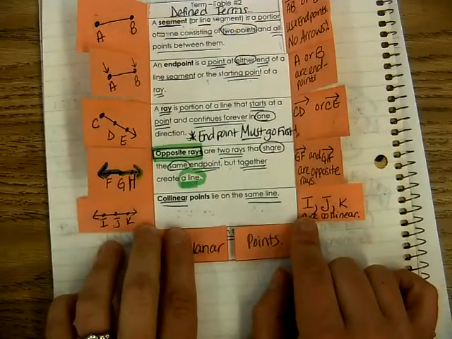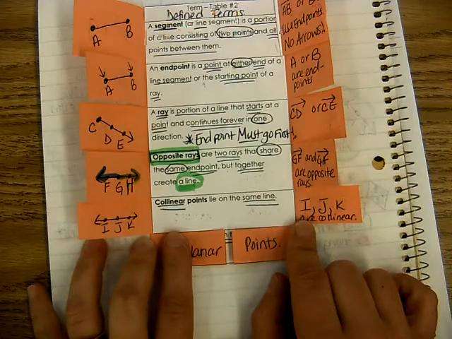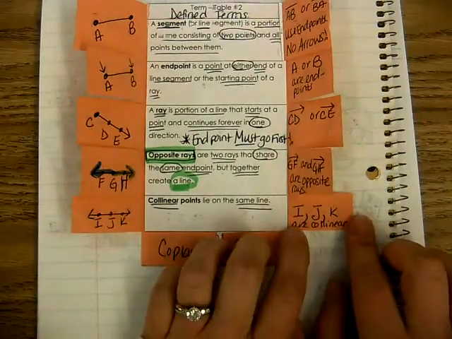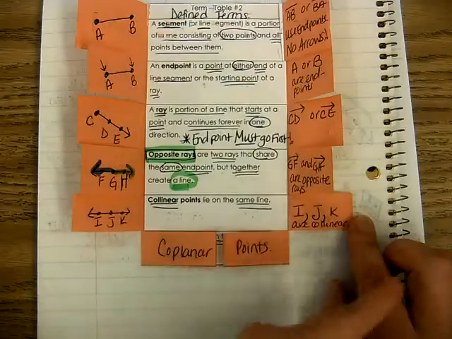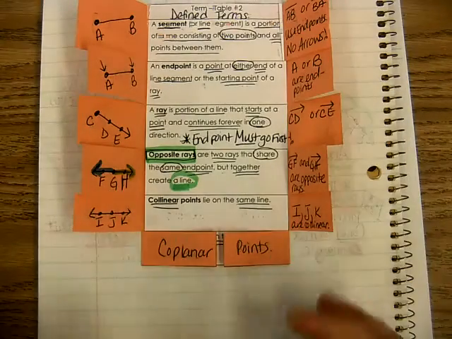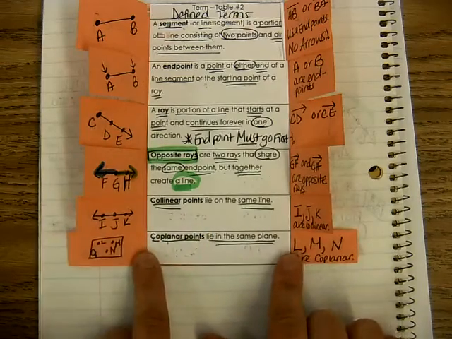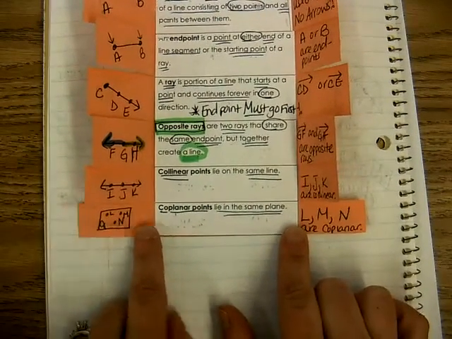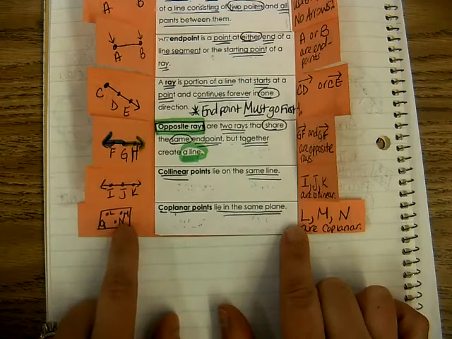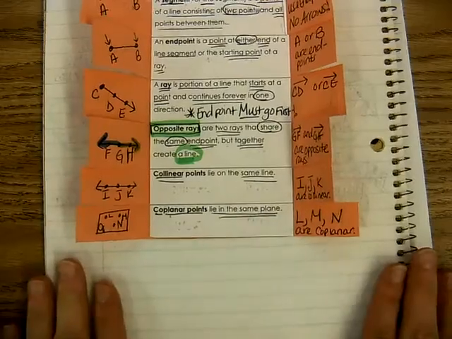Collinear points are 3 distinct points that are on the same line. And whenever you're naming those points, you have to separate with commas, because if you didn't have commas, IJK is very similar to how we would write the name for a plane, so be very careful. Also, we have coplanar points, and in this case, L, M, and N were all points that lie in the same plane, so therefore they are all coplanar.